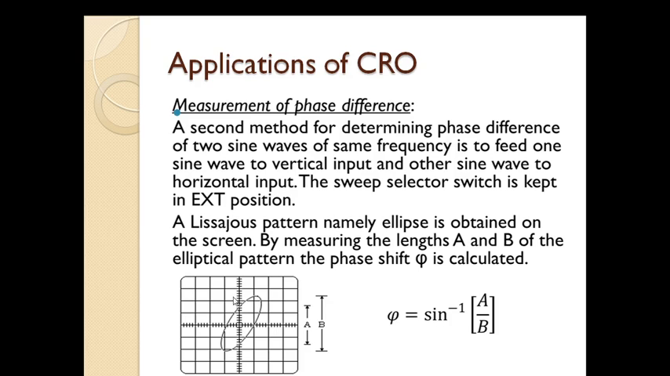For phase difference, again we are going to use a second method for determining the phase difference. Two sine waves of the same frequency but different phase are connected to X and Y respectively. Since their frequency is the same, the frequency ratio is 1:1, so you get an ellipse on the screen. Then you find the values of minimum deflection and maximum deflection, that is A and B, as you can see in the diagram. The Lissajous pattern, namely the ellipse, is obtained on the screen by measuring the lengths A and B of the elliptical pattern. The phase shift can be calculated as sine inverse of A by B.